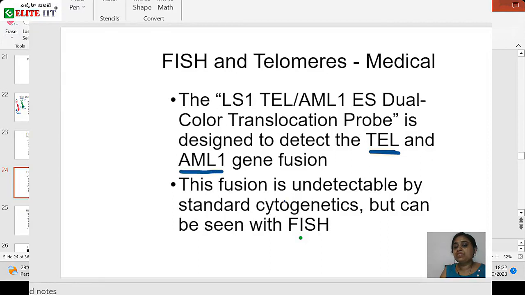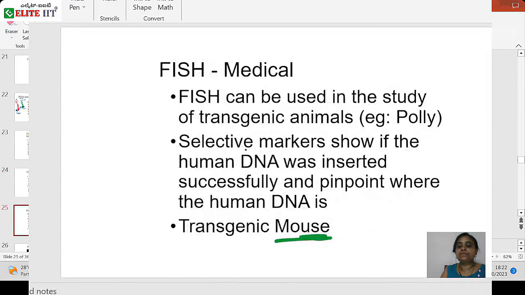So this fusion is undetectable by standard cytogenetics. Through normal standard cytogenetics you can't identify it, but you can visualize and identify it through the FISH method.